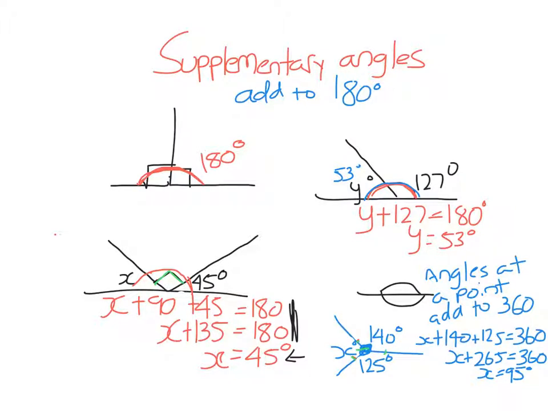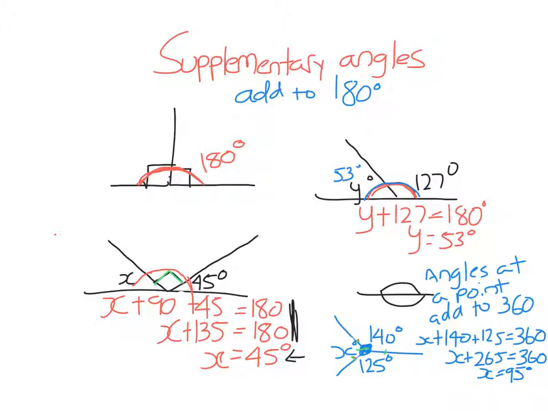So it's more than 90. In this case, all three of those angles are obtuse. So supplementary angles can help you find unknown angles in a straight line, but they can also be used to find angles at a point which add to 360 degrees. So that was the second type.